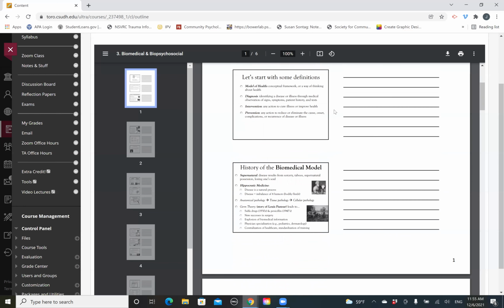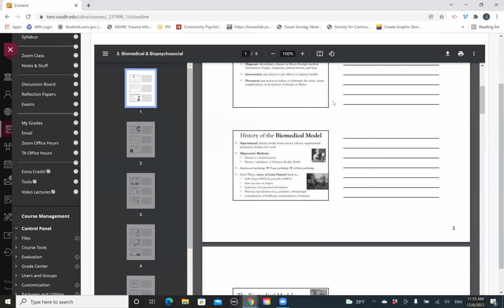So, history of the biomedical model. The biomedical model is kind of the oldest model of health, right? When we are looking at why people are healthy, why are they not healthy, why are people getting sick, what is disease? For a very long time, disease was seen as resulting from sorcery, taboos, supernatural possession, or losing one's soul.